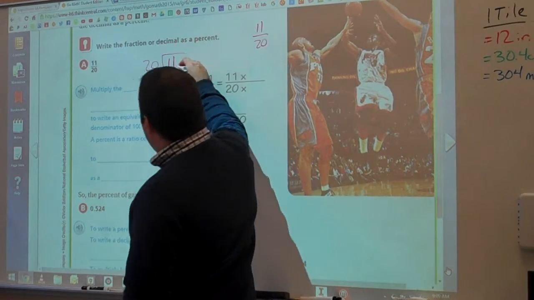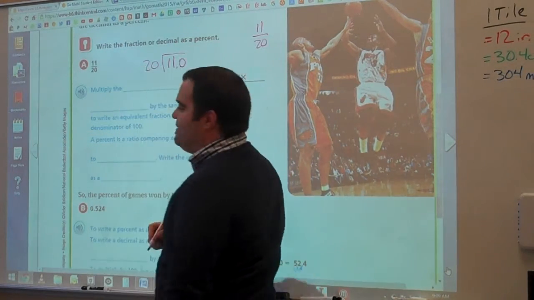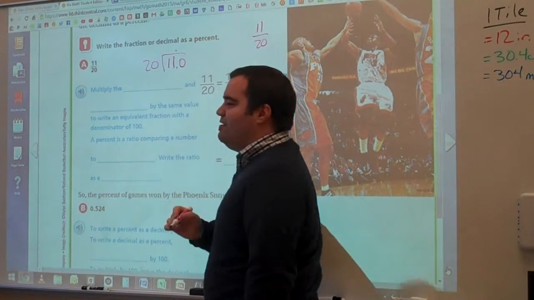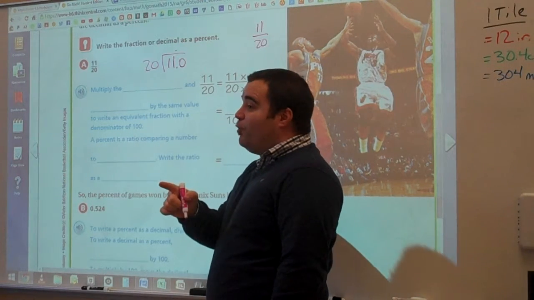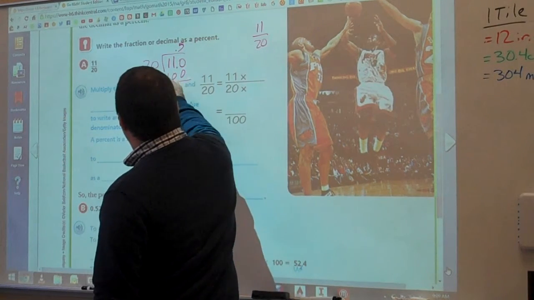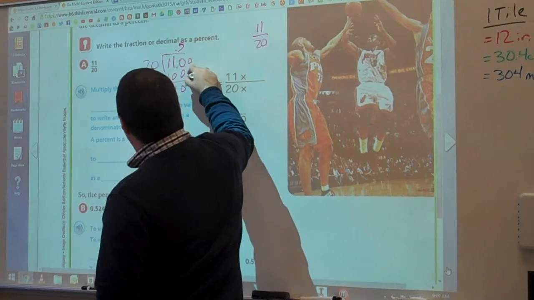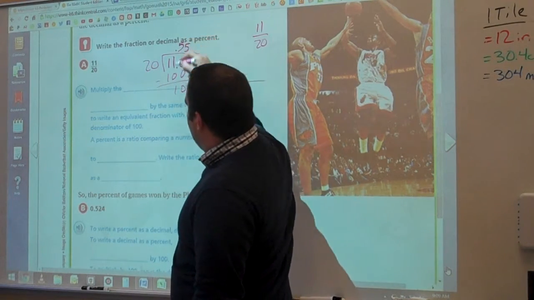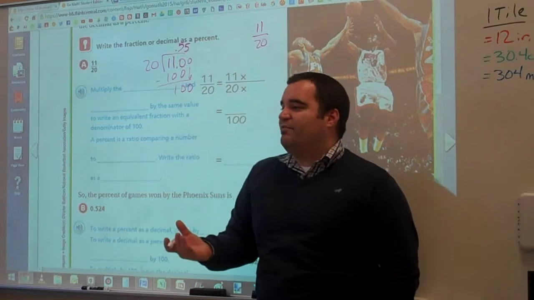20 doesn't go into 11 very nicely, so I have to add a decimal point and a 0. How many times does 20 go into 110? 5 whole times. That gives me 100. Add another 0. How many times does 20 go into 100? 5. Now I have my decimal, 0.55.